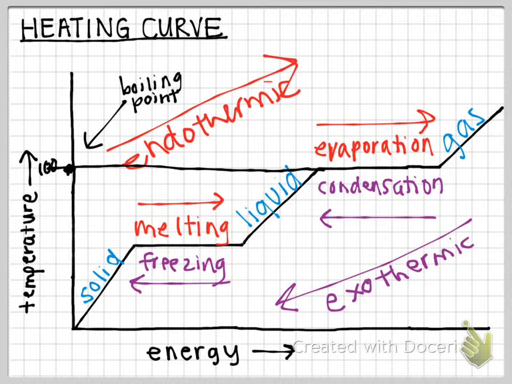So if on the graph this was 100 degrees, then your boiling point would be 100 degrees. The melting or freezing point, you go to that phase change. And let's say that's labeled 0, then your melting point or your freezing point would be 0 degrees Celsius.